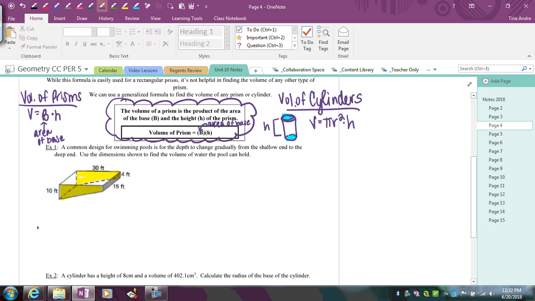And I'm just going to redraw that base in the front. So here's my trapezoid, here are my parallel sides. This is 10 feet. I know that this dimension right here would have to be the same as what's in the back, so that's going to be 4 feet. And right here in the front, that's 30 feet. Since this is a trapezoidal prism, when I go to use my volume formula, it's the area of the base times the height. Well, the area of the base is actually a trapezoid.